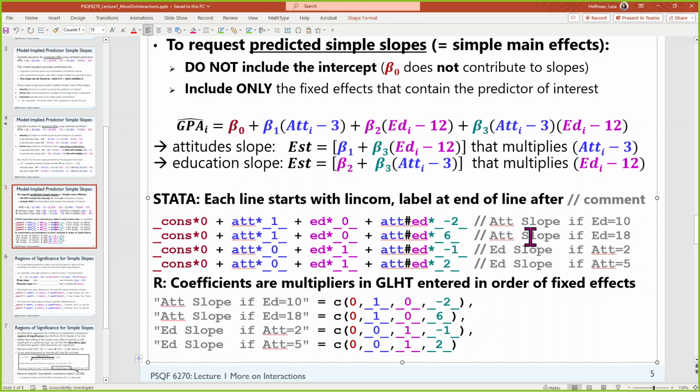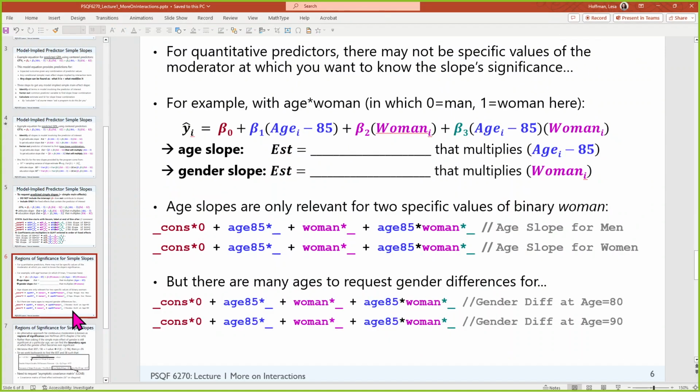So these are arbitrary, right? Like these are just, what if it was 10? What if it was 8? You could conceivably compute simple slopes for every different value of your predictor if you wanted to. Sometimes it's limited by what is available in the moderator.